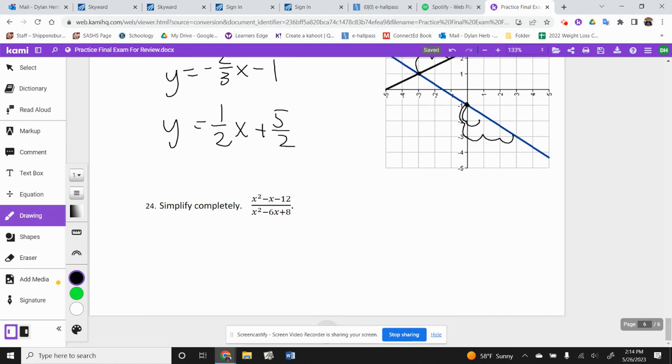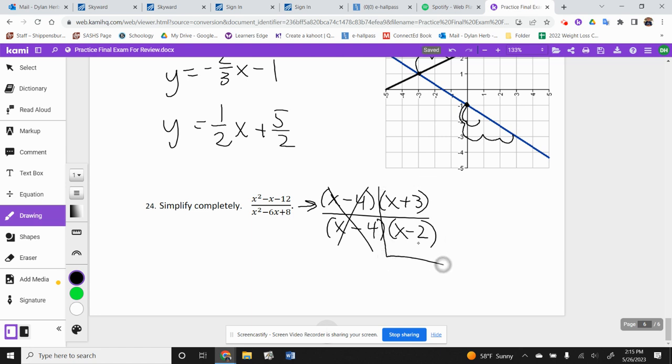And then the last one, you are factoring both the top and the bottom. So this should be x minus 4 and x plus 3. Numbers that multiply to -12 and add to -1. And then on the bottom, you have x minus 4 and x minus 2. And so what you see here is that you get these x minus 4s that cancel each other out. And so your final simplified answer is just what is left here when that happens. So that's going to be an x plus 3 over x minus 2.